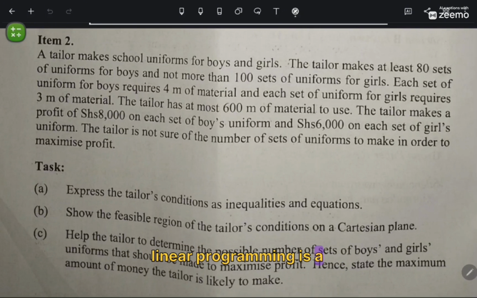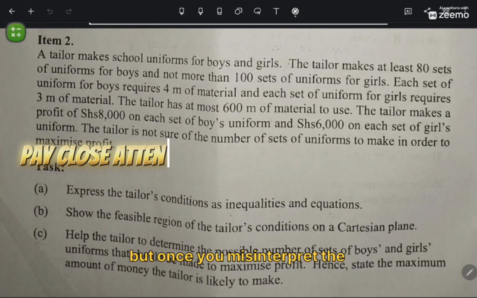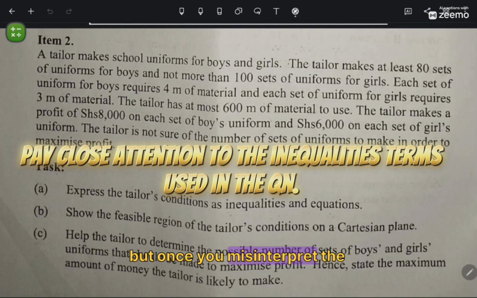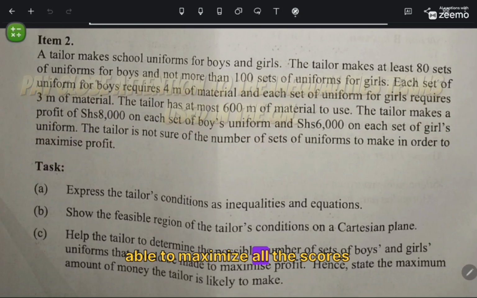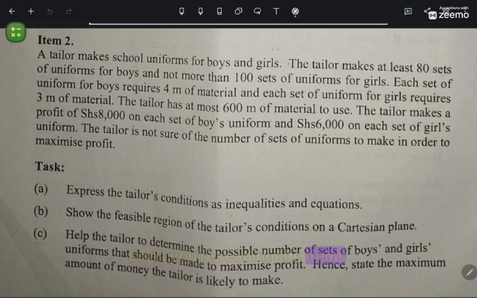Linear programming is a very easy number, but once you misinterpret the terms that are used in the scenario, you are not going to be able to maximize all the scores for that item. So as you're reading the items that are related to linear programming, you have to be very keen to understand each and every statement used, because they always mix up and twist these words to confuse the learner. So pay close attention as we are reading this number.